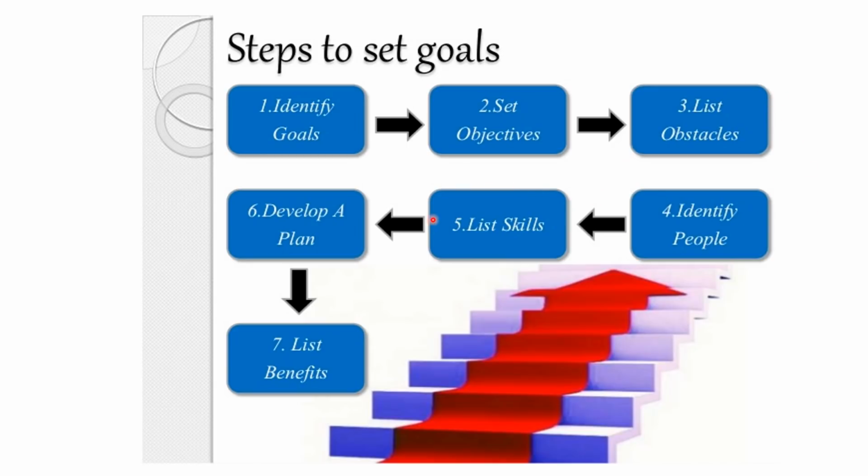Then you have to list all the skills which are needed to attain this long-term goal. Once you have the short-term objectives, problems, the people or resources which can help you solve them, and the skills which are required, you prepare an action plan, a good action plan. Then a step-by-step action plan for what you have to do for each problem. Then you list the benefits. So these are the stages or the steps to set goals.